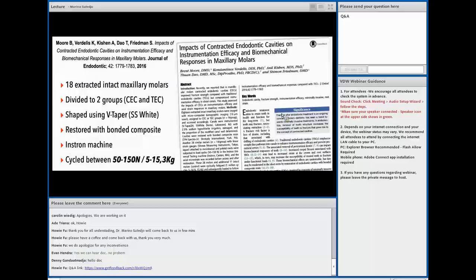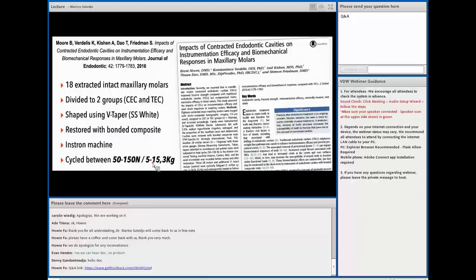So in this research done in 2016, they put bonded composite as their final restorations, and they tried to do it in cycles, replicating our biting forces. They cycled between 50 to 150 Newtons, so it is roughly about 5 to 15 kilograms.